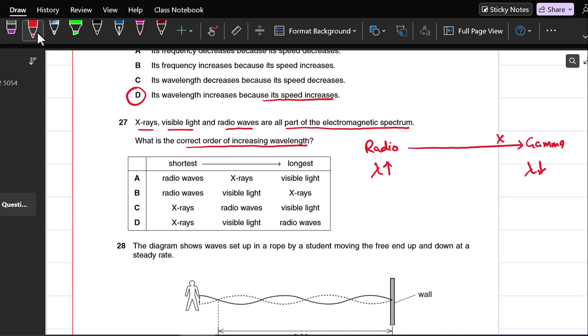So here we have X-rays, and radio is going to have the longest one. It should be X-rays, then visible light, and then radio. So this pattern we need here. So D, I think, is giving this pattern. D is right.